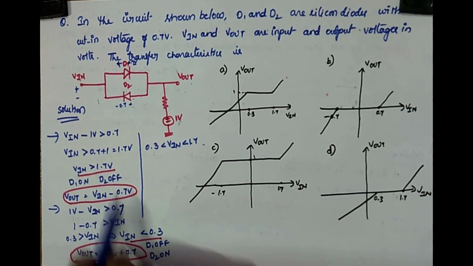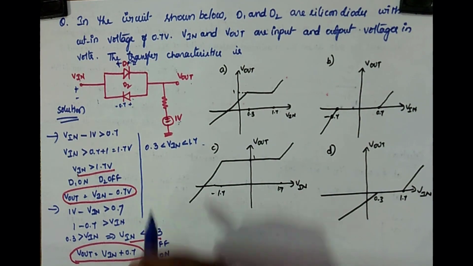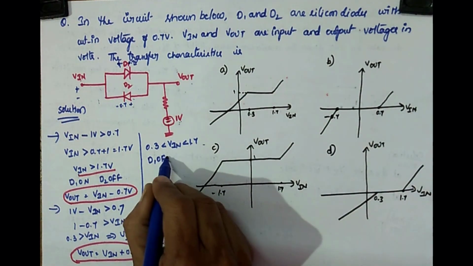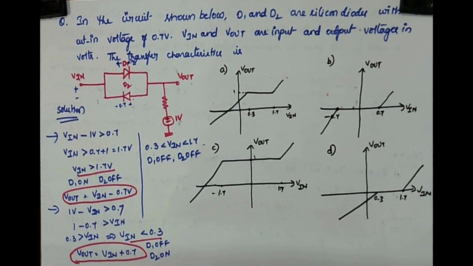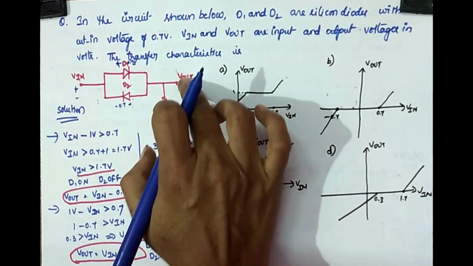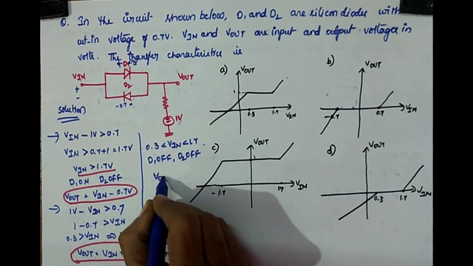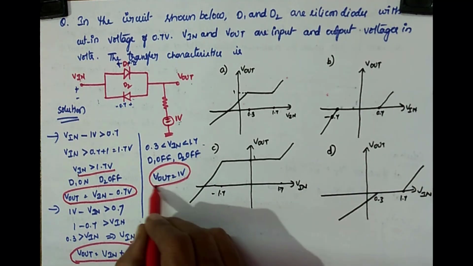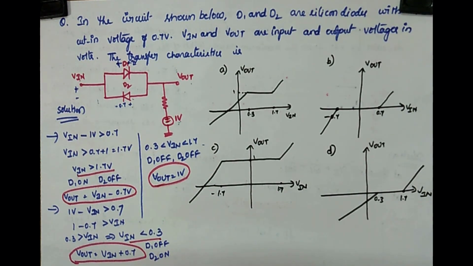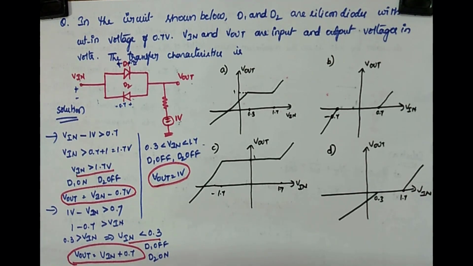Suppose your Vn is between 0.3 and 1.7, what will happen? D1 and D2 are both in the off condition. We know when D1 and D2 are off, they act as open. So if these two are open, your output is simply 1 volt. Now take all these output equations and try to draw the transfer characteristics.